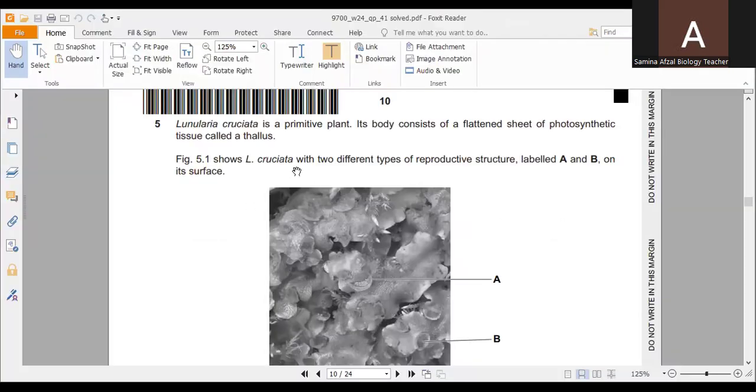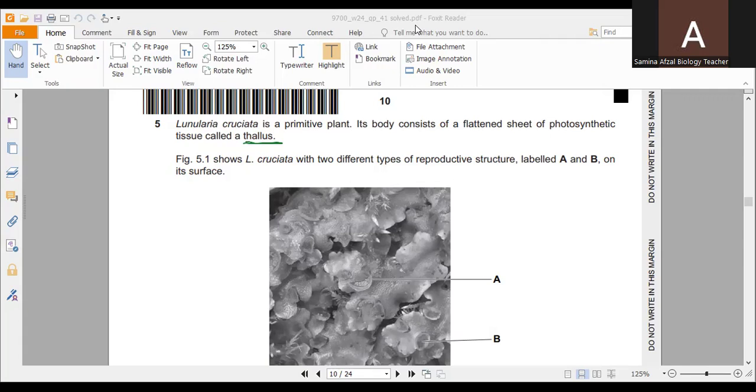Lunularia cruciata is a primitive plant. Its body consists of a flattened sheet of photosynthetic tissue called thallus. Thallus, you can say, is the vegetative part of the plant, which is not differentiated into roots, stem, or leaves. So, thallus is the photosynthetic tissue. So, photosynthesis takes place in this part of the plant.